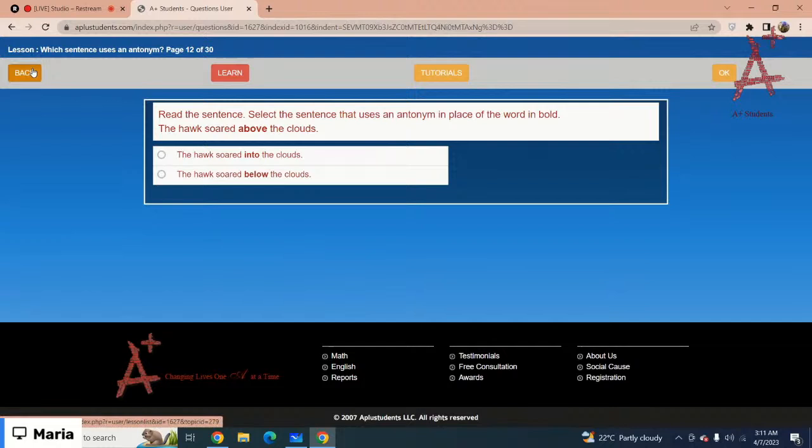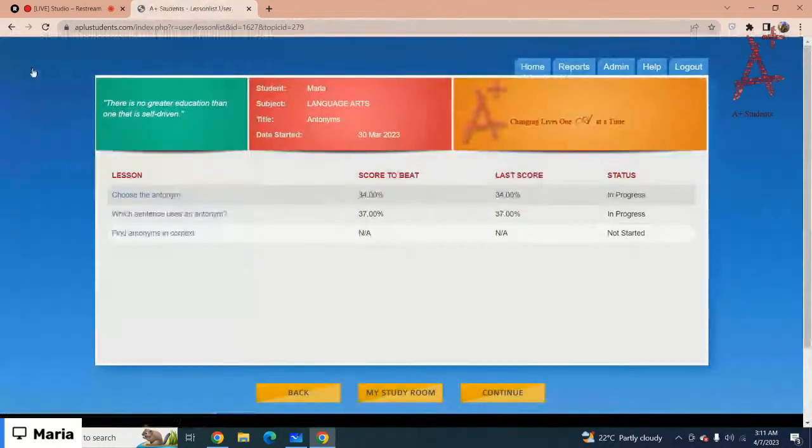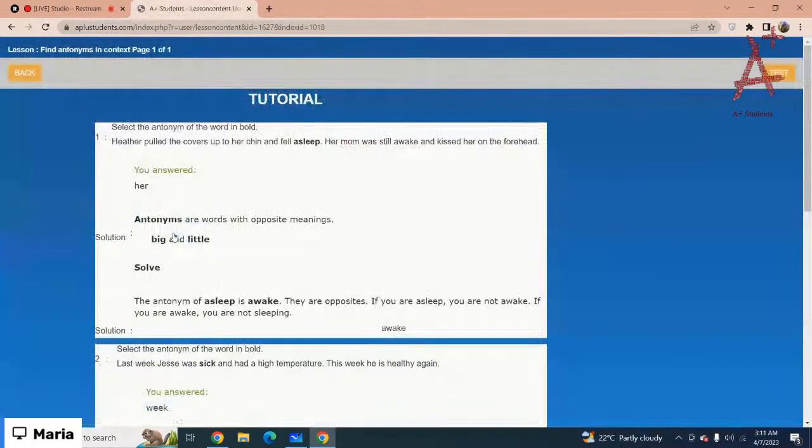Let me just move on to the next lesson. Got it? The next lesson is find antonyms in context. Got it? Let's just start with the next lesson, that is find antonyms in context. Okay, select the antonym of the word in bold.